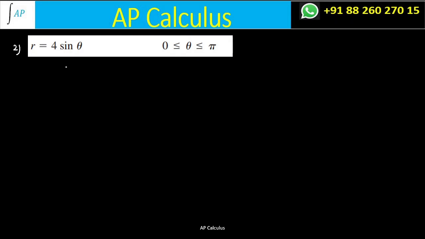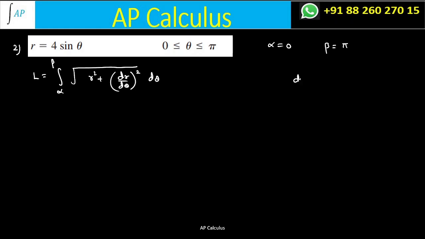Here it is written r is equal to 4 sin theta. So theta is going from 0 to pi, so we can say that alpha is equal to 0 and beta is equal to pi. Now again the formula for the length is alpha to beta square root of r square plus dr by d theta whole square. Now what is dr by d theta? Differentiation of this will be 4 cosine theta. Let's substitute everything. 0 to pi square root of 16 sin square theta, and dr by d theta whole square will be 16 cos square theta.